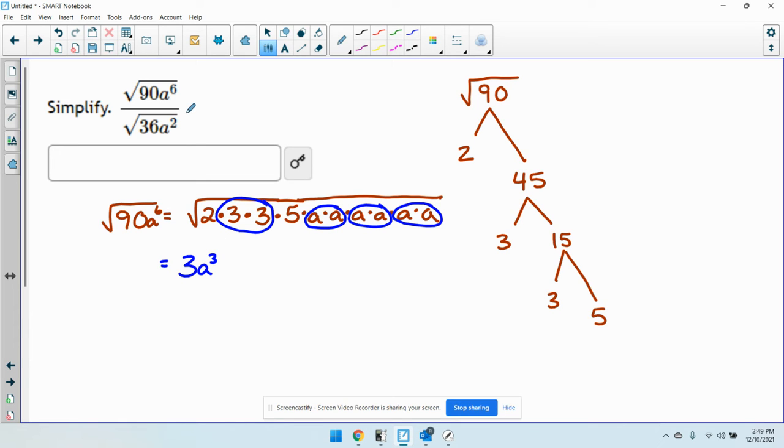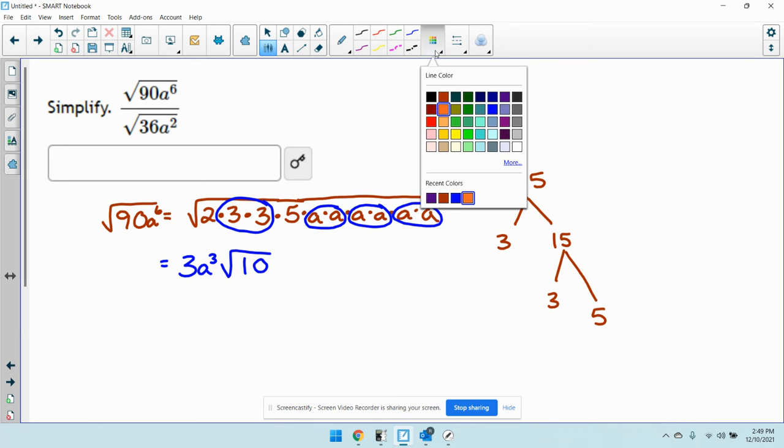3 sets. Each time I pull an a out, you could say this is 3 times a times a times a, and then combine them. But all that comes out, and I'm left with 2 times 5 inside the square root. Okay, so 90a to the 6th is the same as 3a cubed times the square root of 10.